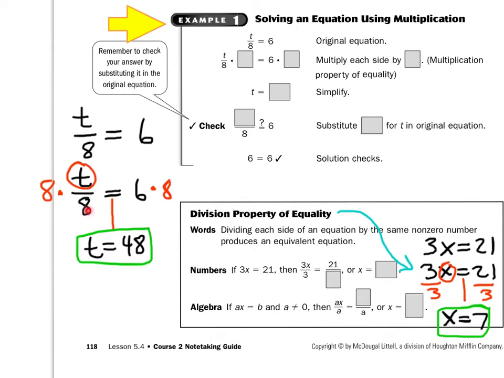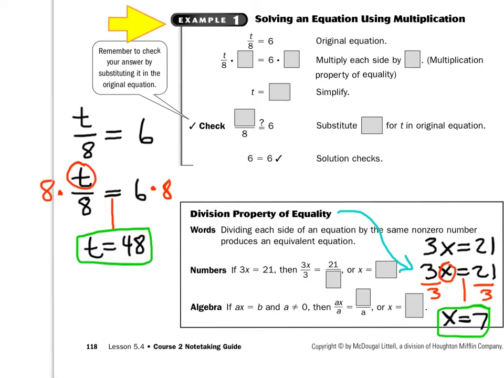I see dividing by 8 touching the circle. So the only way to get rid of dividing by 8 is to multiply by 8 on both sides of the wall. So whatever I do on one side of the wall, I have to do on the other. And then remember what's happening here. The 8s will cancel out and they create a giant invisible 1 down here. Let the t slide down, let the equal sign slide down, and then 6 times 8 would give you 48.